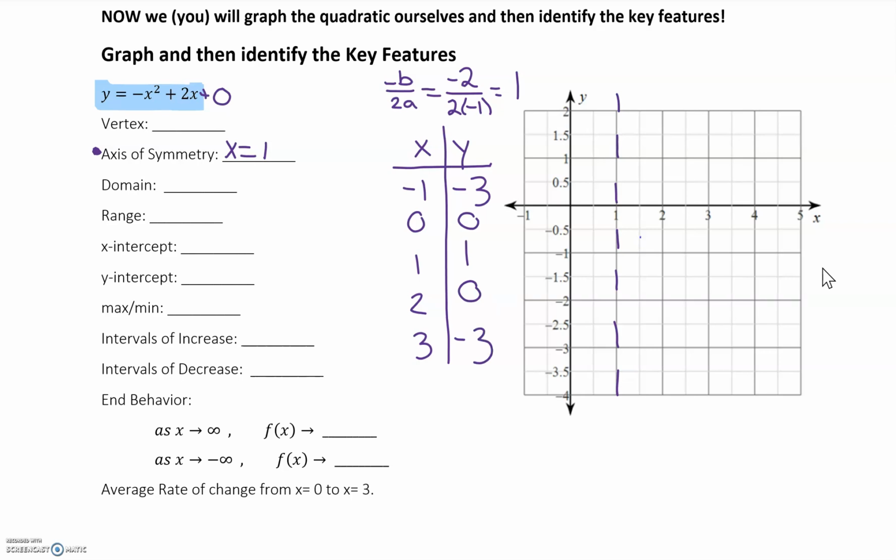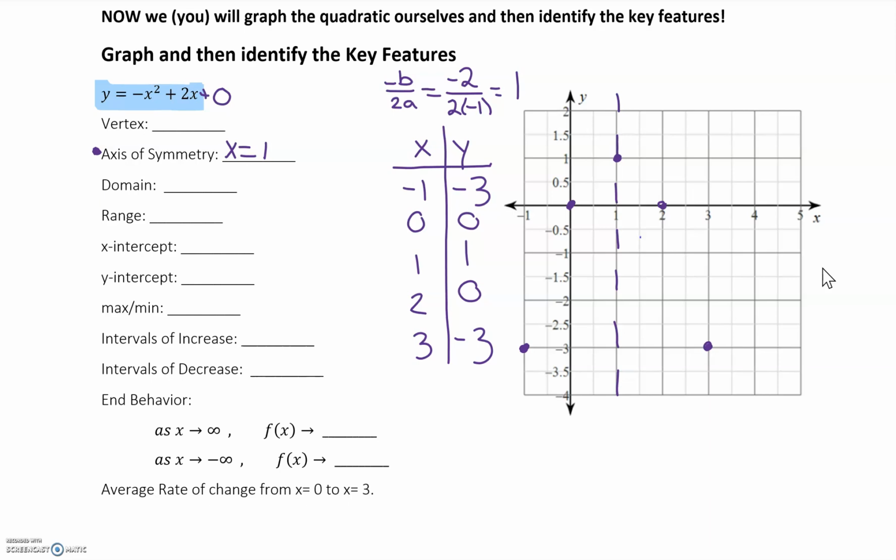So let's plot them. Okay, negative 1, negative 3 is all the way down here. 0, 0 is here. 1, 1 is here, so that's on my axis of symmetry. That means it should be the middle. Then we have 2, 0, and then we have 3, negative 3. Noticing that these points on the left and the right are mirror imaging across that axis of symmetry.